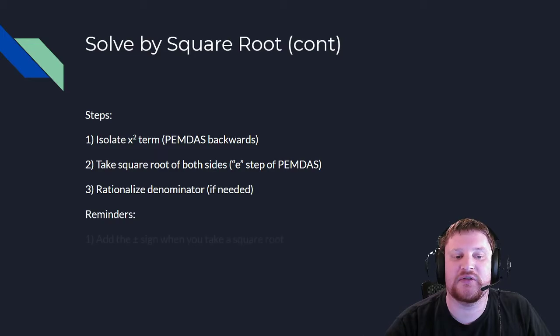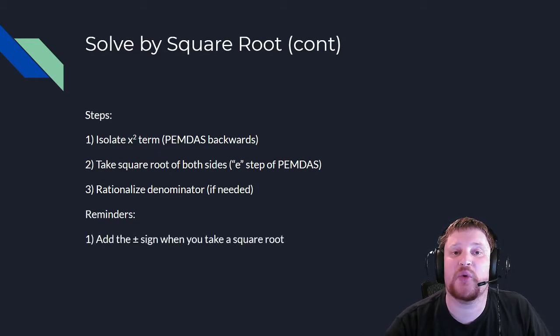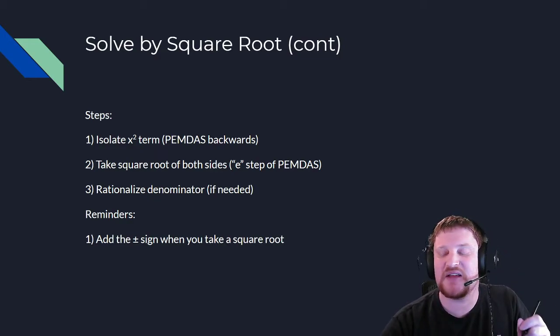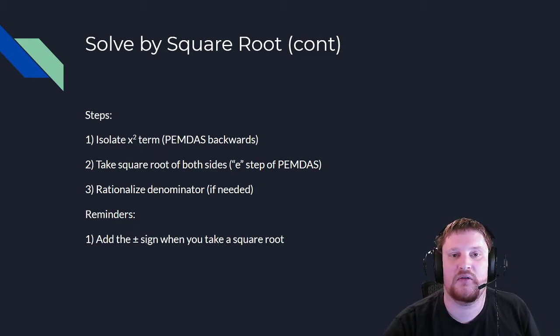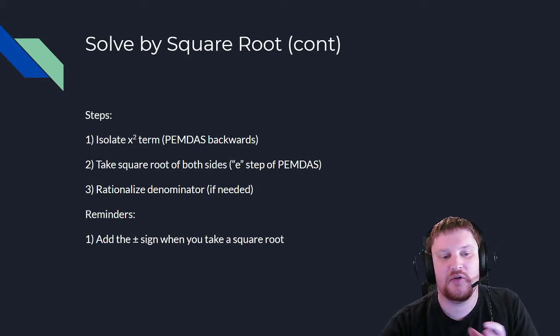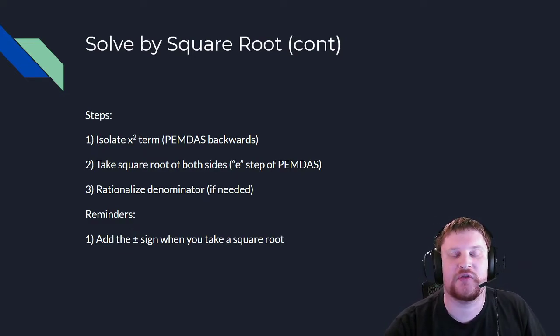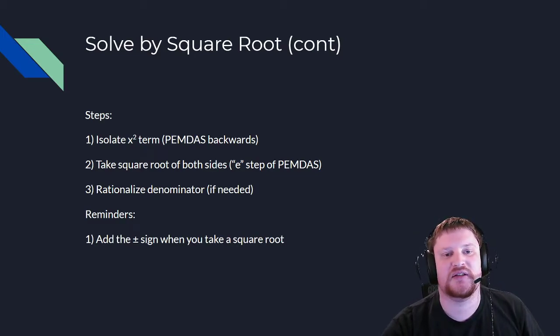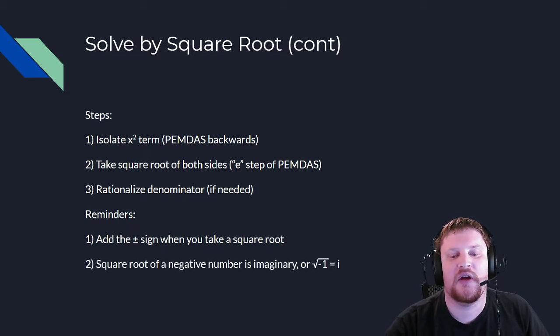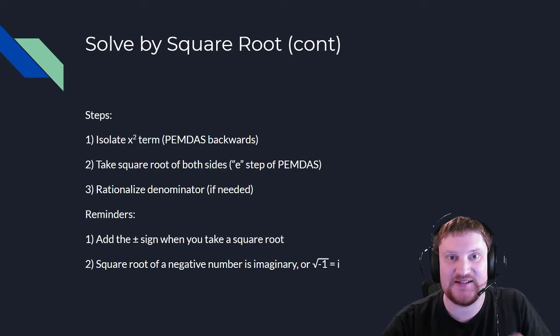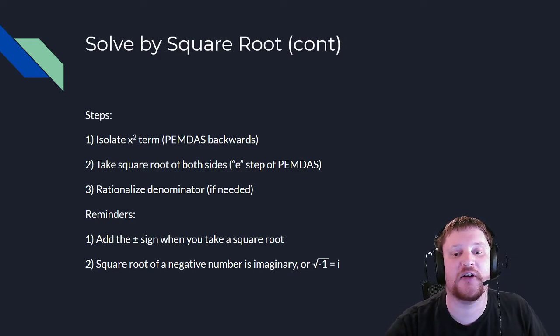Couple of reminders. When you're taking the square root of something, in order to get the correct answer, you need to put the plus minus sign at the beginning. So if you take the square root of a number, throw in that plus minus sign. So if you're taking the square root of 4, it's plus or minus 2, not just 2. Also remember, the square root of a negative number is imaginary. Specifically, the square root of negative 1 is i. That's going to be important later on.